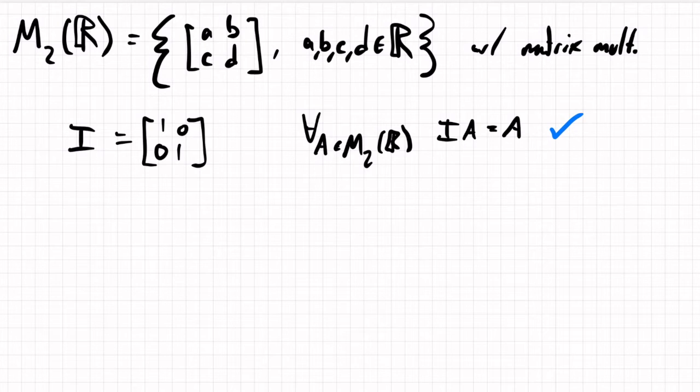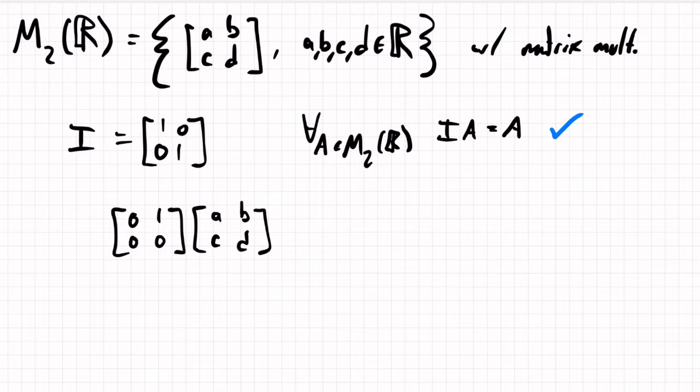But we don't have our inverse axiom. So we won't actually be able to say that M2R is a group. It's not going to be a group. Just as an example, we can think about the matrix with 1 in the top right component and zeros everywhere else. If this were to have an inverse, we would have this matrix times another matrix, and it would have to be the identity.